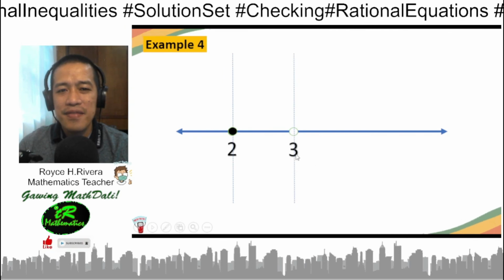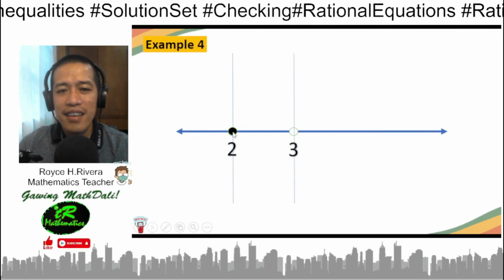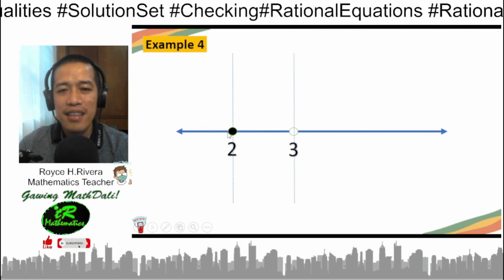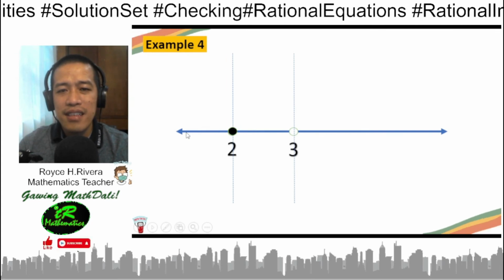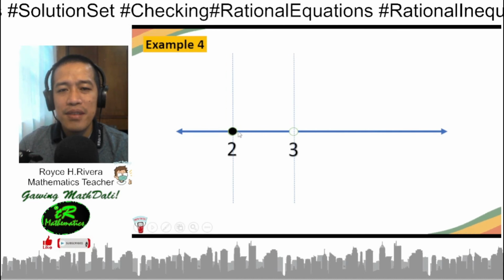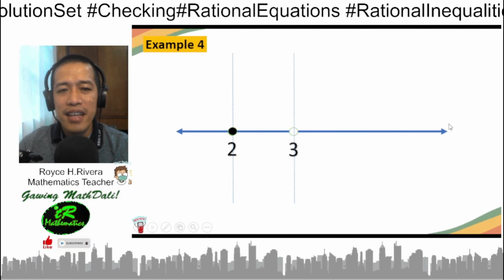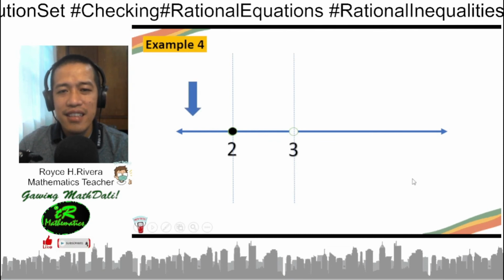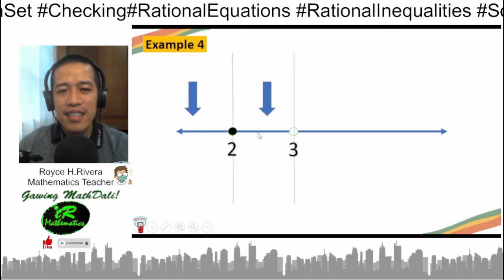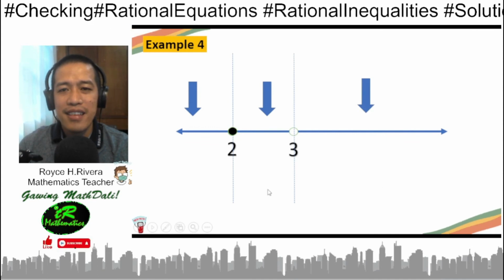Now, critical values or points divide the number line into intervals. The first interval, the numbers less than 2, the numbers in between 2 and 3, and the numbers greater than 3. First interval, second interval, and the third interval.